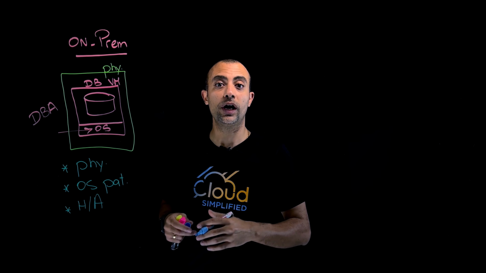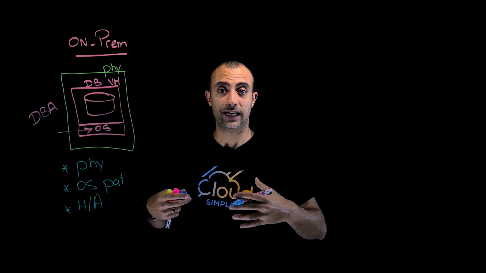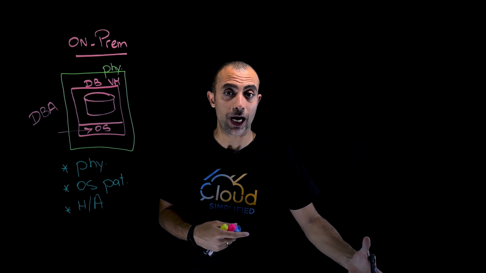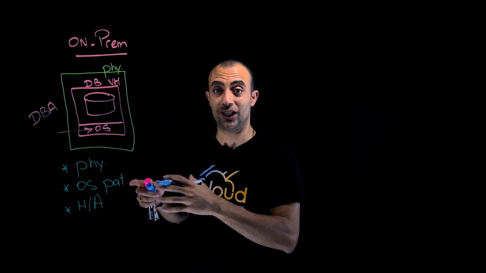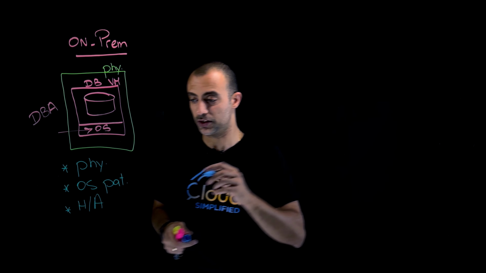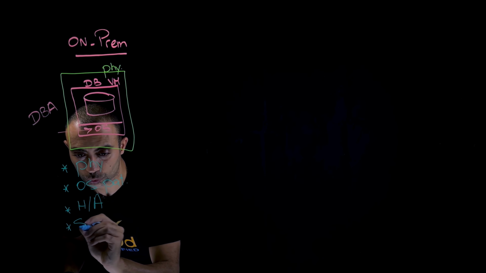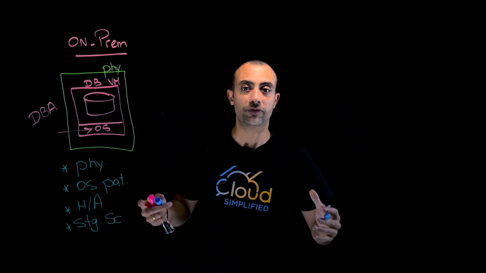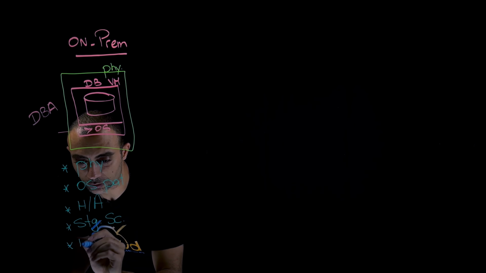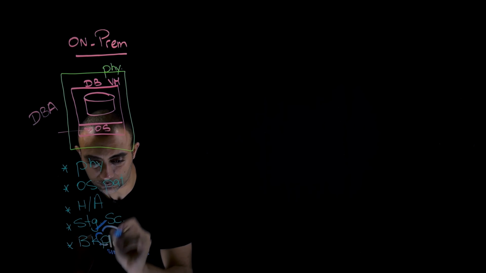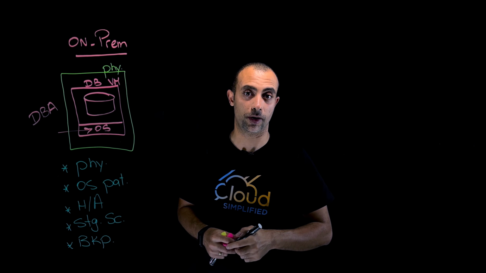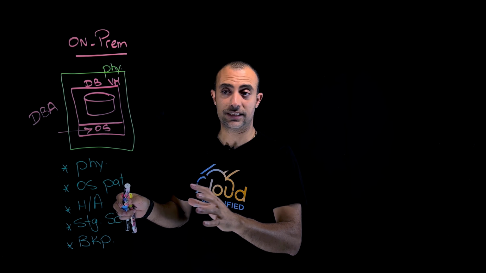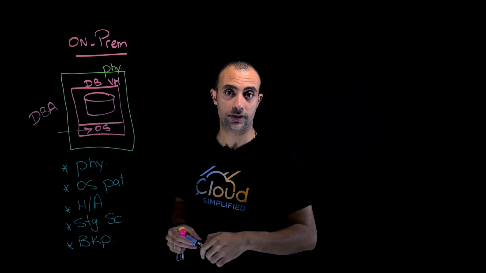And then what about storage scalability? In case I have lots of transactions coming into my database, I might run out of storage. So this person, in conjunction with the storage administrator, they need to handle the storage scalability. And finally, I always need to handle the backups. So I need to have a backup of my database. This is what I have on-premise, and these are the tasks of this person on-premise.